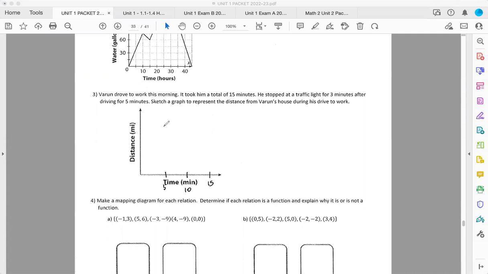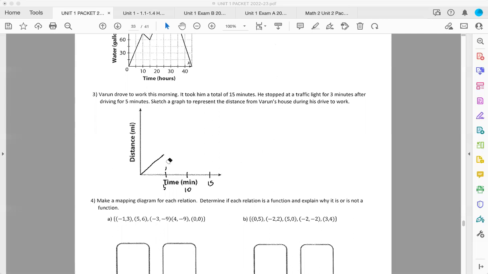Okay, so he drove a total of 15. He stopped at a traffic light for 3 minutes after driving 5 minutes. Now, we don't know how he drove. We don't know if he drove at a constant speed, but I'm going to assume that he drove at a constant speed up to the 5-minute mark, right? Somewhere right here, a little bit more.